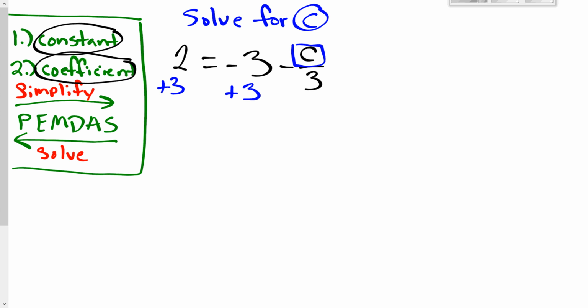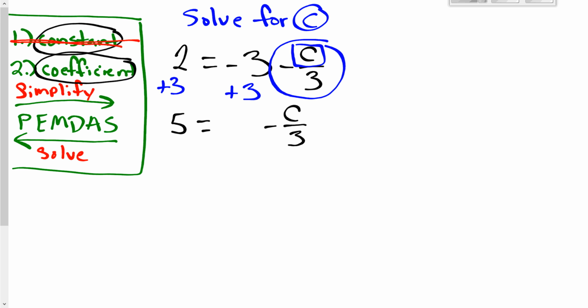2 plus 3 is 5. Negative 3 plus 3 is 0, so I don't have to write anything, but I do have this other term over here. That other term is negative. A lot of people like to forget that negative, so I'm going to bring that down: negative c divided by 3. All right. Now I have successfully finished getting rid of this constant right here. So now I'm going to move on to getting rid of the coefficient.